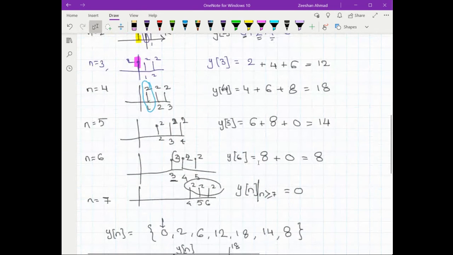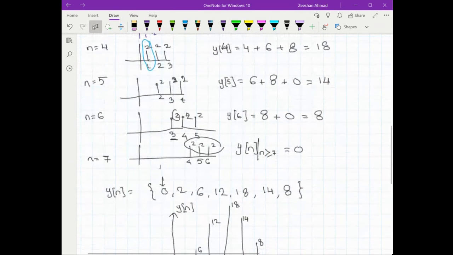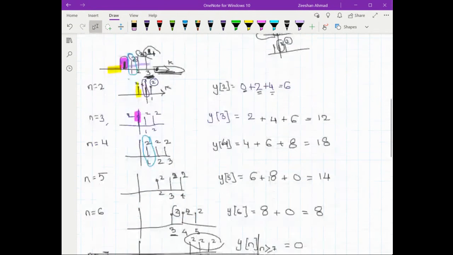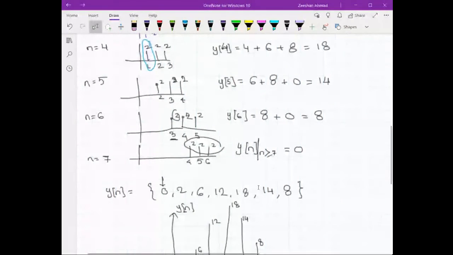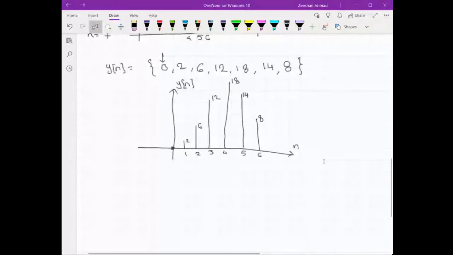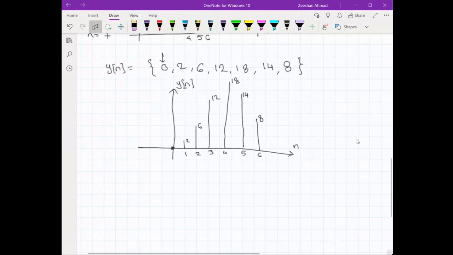Similarly, we move on and we multiply and add, and we got these values here. Obviously, after I pass from 3, I start my h as 4 here, so every value will be 0 again. That's why these are the values I got here. And when I plot it, I got this signal here. So this is your y of n, which was the required solution here.